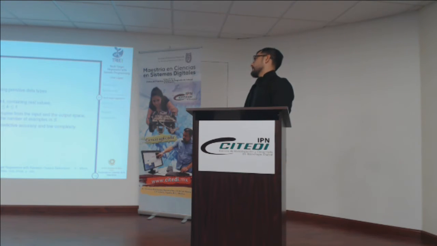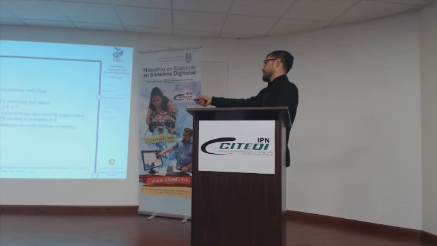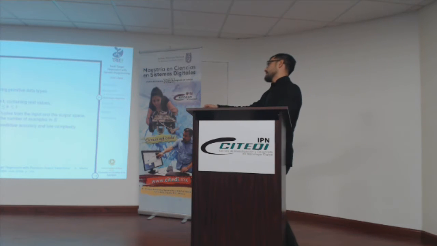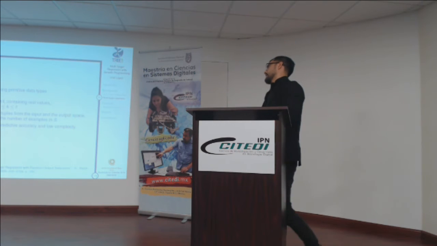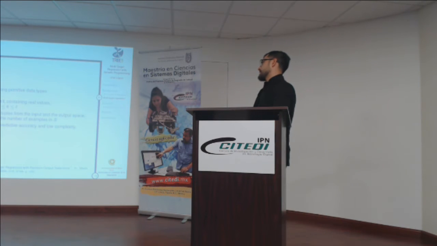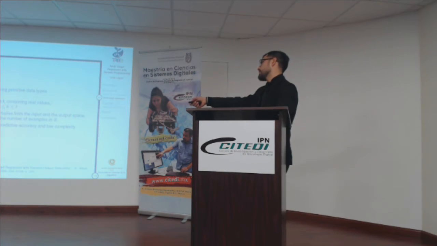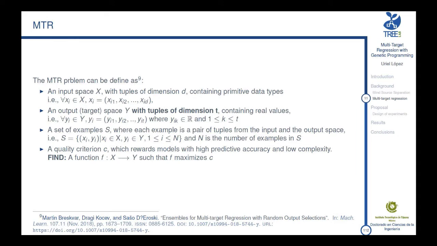And we can formally define multi-target regression as an input space X with tuples of dimension D containing primitive data types. For example, for each x_i in X, we have these samples, right? An output target space Y with tuples of dimension T. This is really important. Containing real values. And we know that these go from 1 to N, where each example is a pair of tuples from the input and the output space. So it's just a sample from the previous ones.